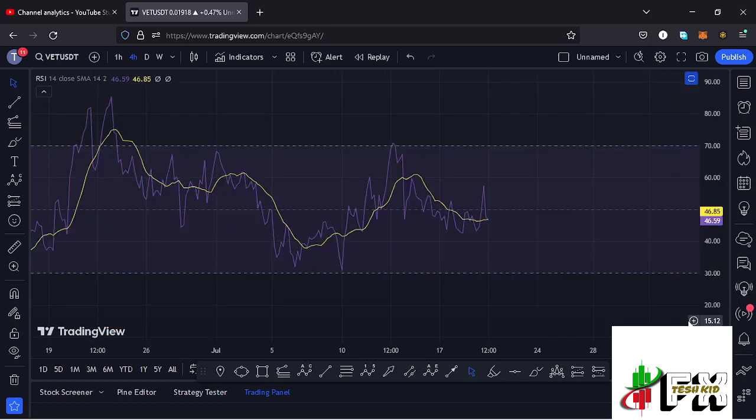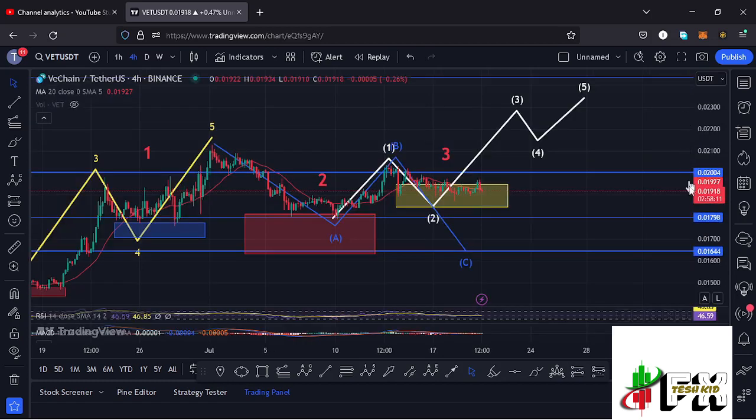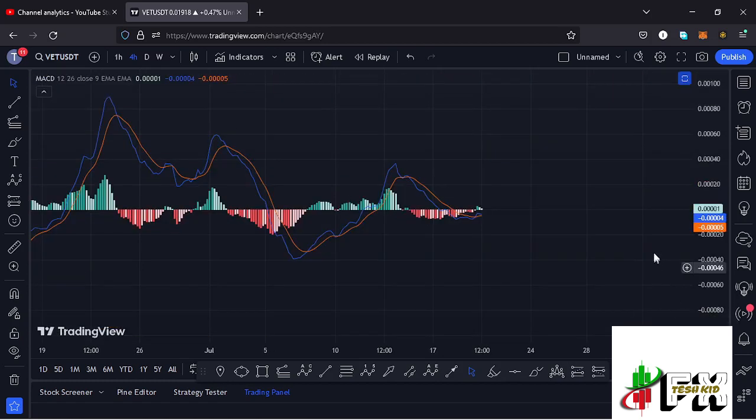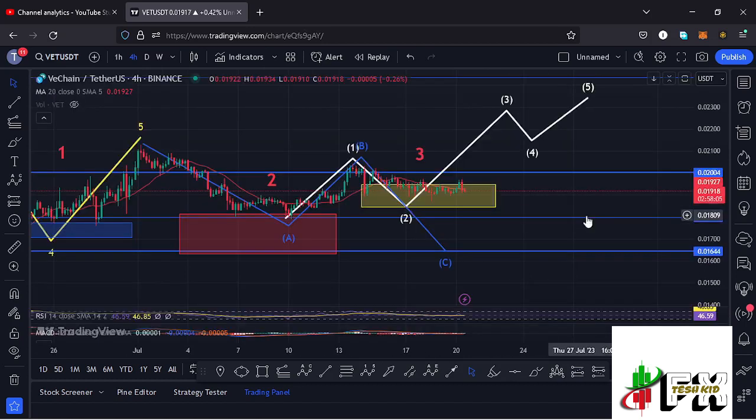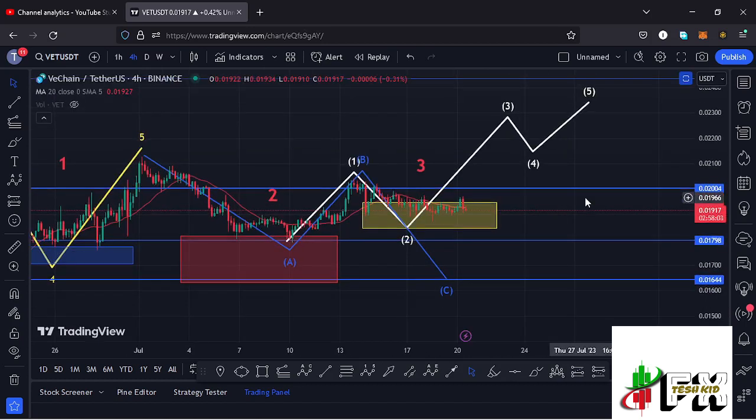Also taking a look at the indicators. On the RSI, we are trading at around the 46 mark. On the MACD, we have been able to print a bullish cross, fully supporting higher prices. So let's be patient and see how that plays out, and I will be keeping you updated.